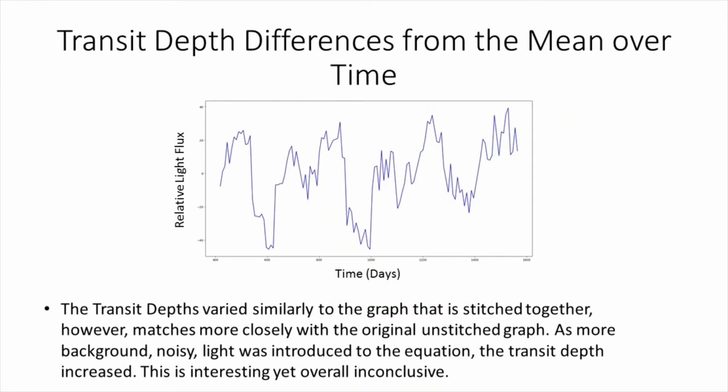This is just a side note: the transit depth differences from the mean over time. In this graph, the 0 on the y-axis represents the average transit depth of each of the transits using those parabolas. If it's above the 0, that means the depth was deeper than it normally would be. If it was below the 0, it's a little bit shallower. It varied similarly to the graph that was stitched together, but it actually correlated more to the graph that wasn't stitched together yet. So when there was more background light, the transit depth actually increased, counterintuitively. Now, I can't say anything about this, and it is inconclusive, but I did think it was interesting and may warrant further study.